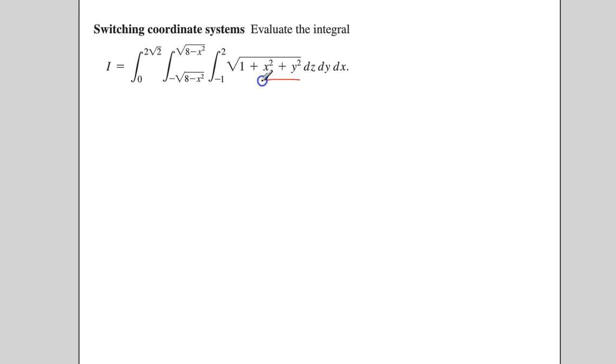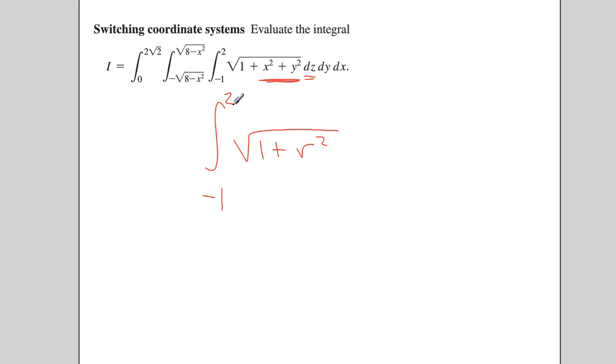So this right here, notice underneath there we've got an r squared, so I'm going to rewrite the integrand as 1 plus r squared underneath that radical. Alright, z is still going from -1 to 2.